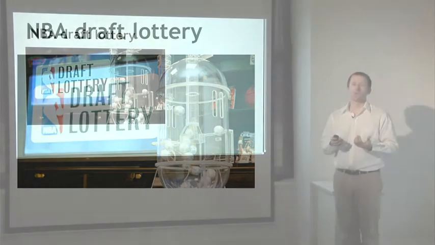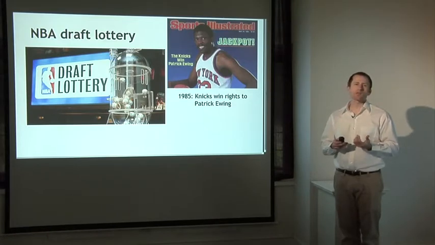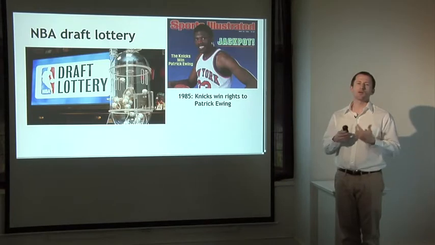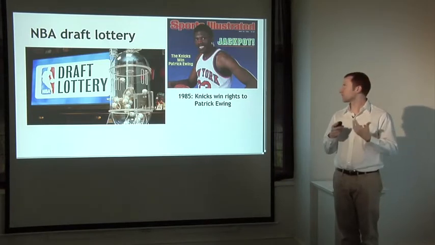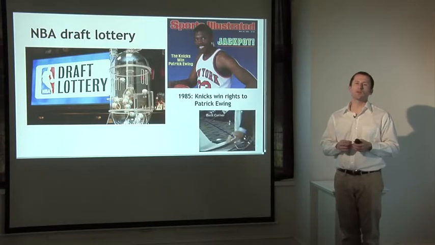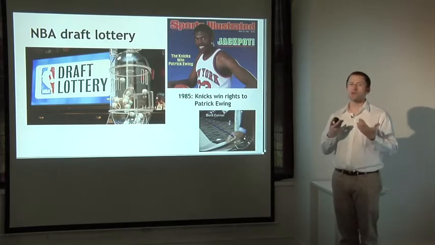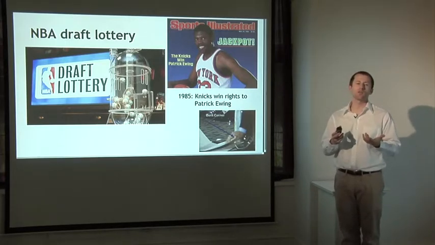who's going to have the rights to draft the top amateur player in the country. So this was first done in 1985, and it was a little bit of controversy then because the New York Knicks won in the first year and they were able to select Patrick Ewing, who was a very highly touted prospect. And almost immediately after that happened, people alleged that there was a conspiracy and that this process was rigged so that the Knicks, who happened to play in New York, which is a large media market, were able to select the best player.